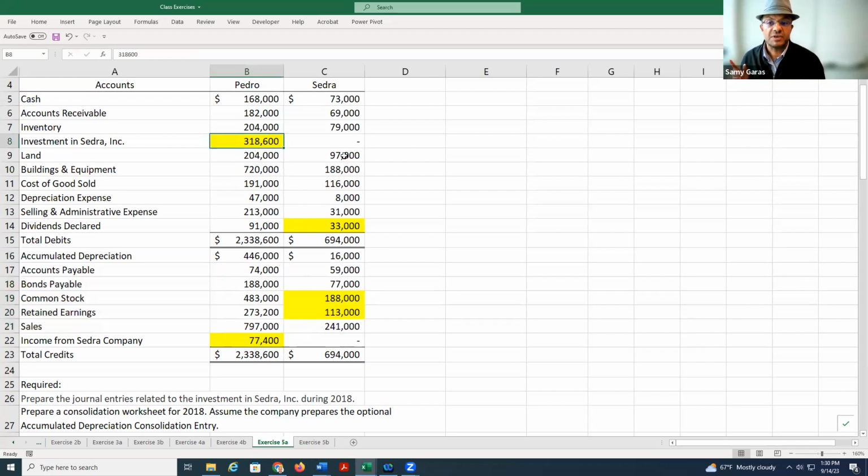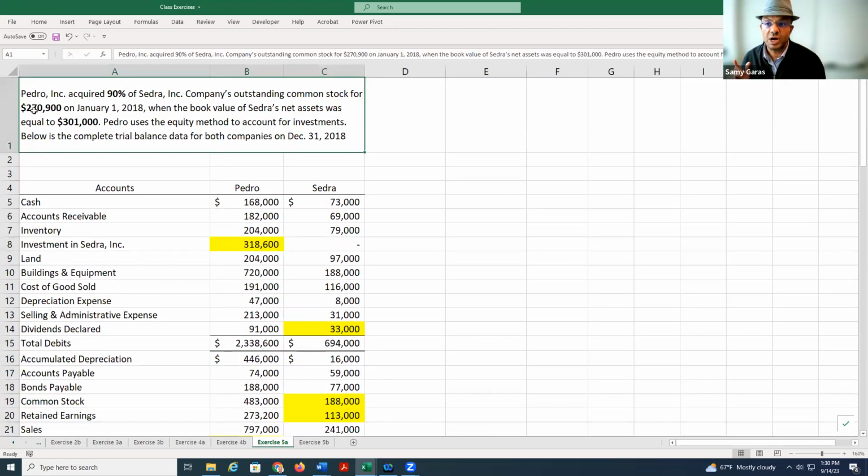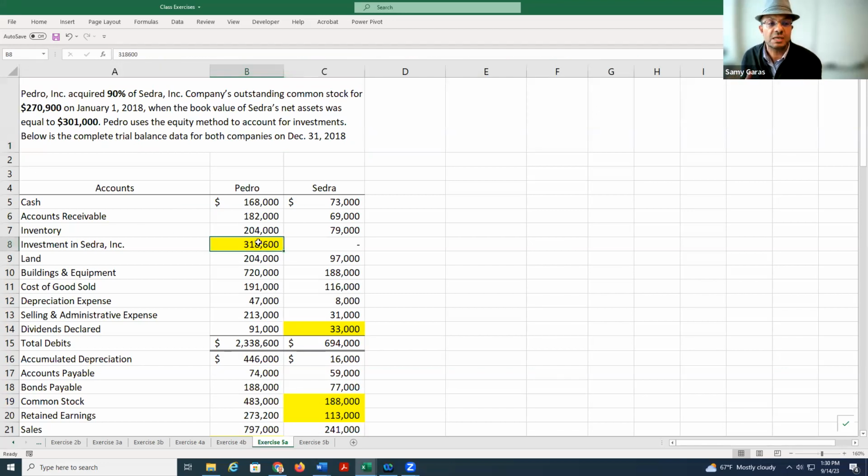First, we see the investment at 318,600. And now we might wonder, what is the difference between 279,900 and 318,600? This is the amount of the investment on the acquisition date on January 1st, but this is the amount of the investment on December 31st. What happened in this year is the addition of the net income and the subtraction of the dividends received. So you need to know the difference between these two accounts.